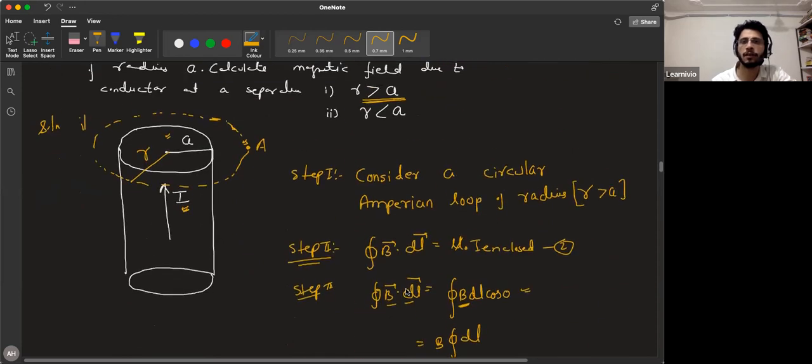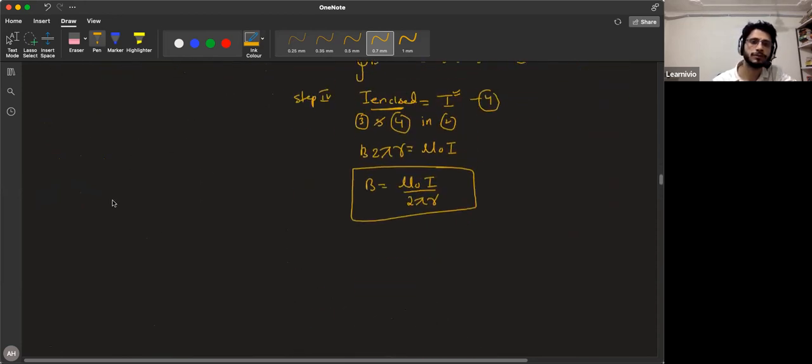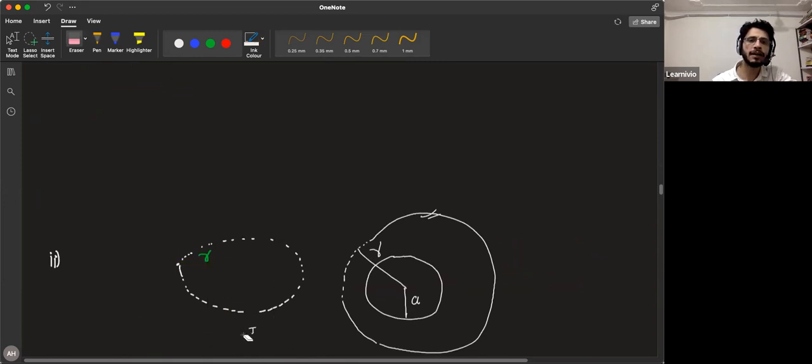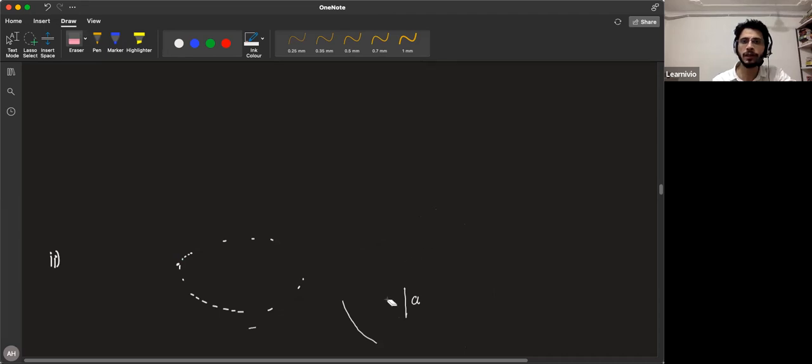Let's take another example. The second part is asking you to calculate the magnetic field for R is less than A. What does R less than A mean? The point is inside. Inside.